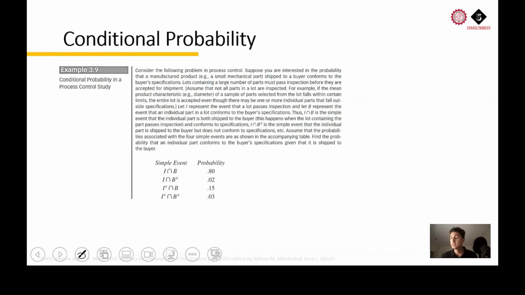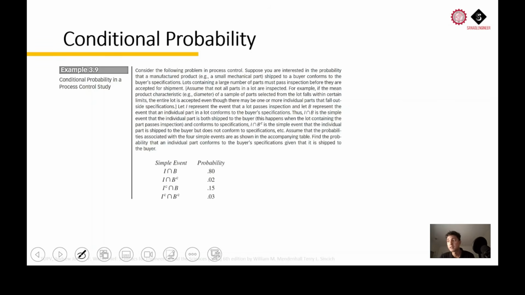Okay, so let's have this first example about conditional probability. Let's read. Consider the following problem in process control. Suppose you are interested in the probability that a manufactured product, for example a small mechanical part or any component, shipped to a buyer, or you as a buyer, conforms to the buyer's specifications. Lots containing a large number of parts must pass inspection before they are accepted for shipment. In manufacturing, they are called lots.